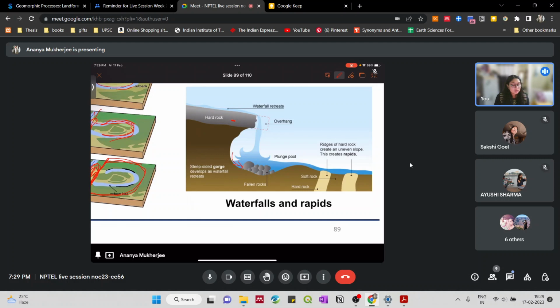And another kind of feature that we see are rapids. Rapids again are going to be due to the uneven slopes that are met by the river channel during its course.